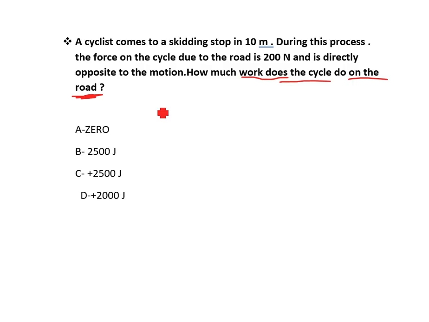On the road. That means here we have to calculate how much work is done by the cycle on the road. For the work done, the formula is F dot S. As the road is not moving, on the road means we have to calculate the work done on the road. The road is not moving, which means its displacement is 0. So if displacement is 0, the work done directly becomes 0, no matter what force is applied. So it's option A. Question number 7, option A.